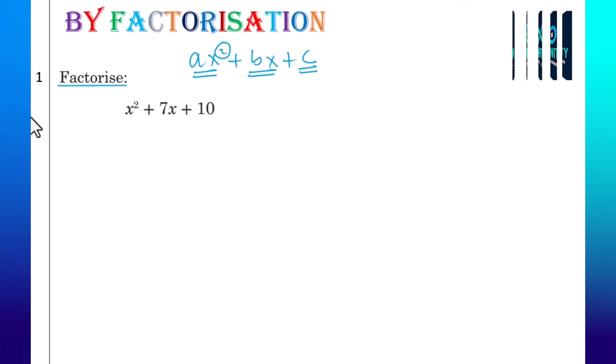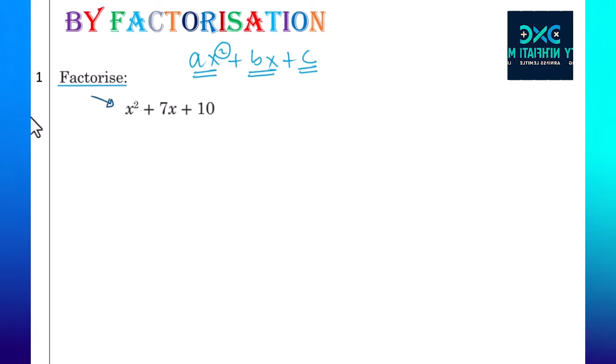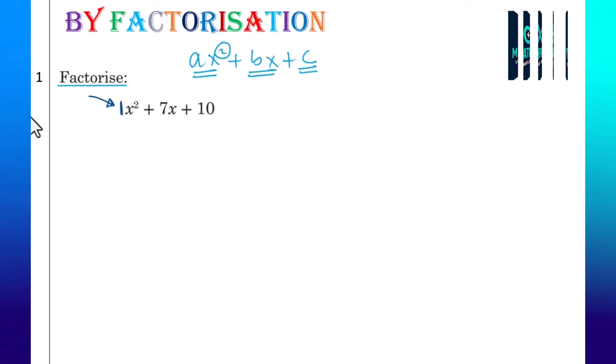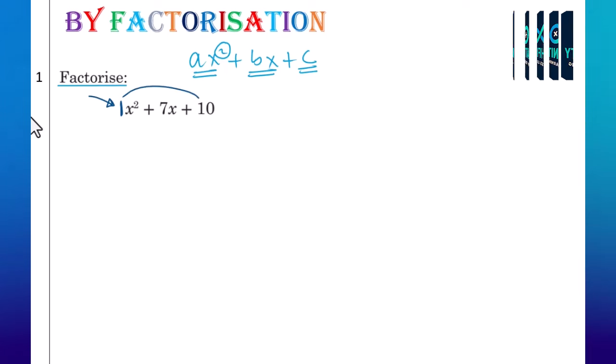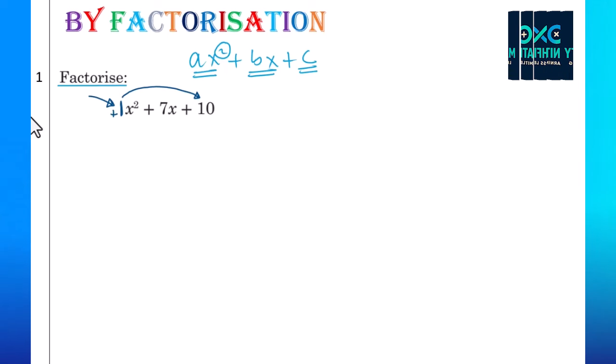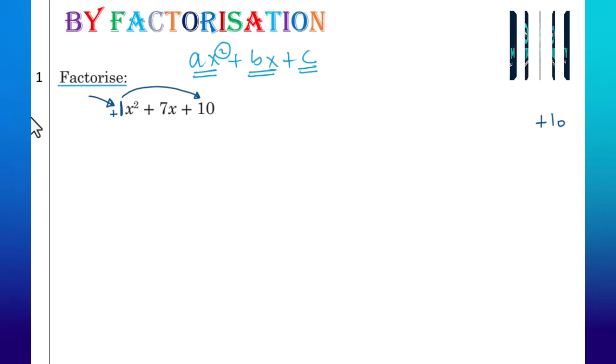So how will you solve? What is the coefficient of x square? If there is no number, like here, the coefficient of x square is 1. If there is no number, we consider that there is positive 1. The first step, you have to multiply this with the constant number, even with the sign. Positive 1 is going to multiply with positive 10, so we write here positive 10. The answer is positive 10.